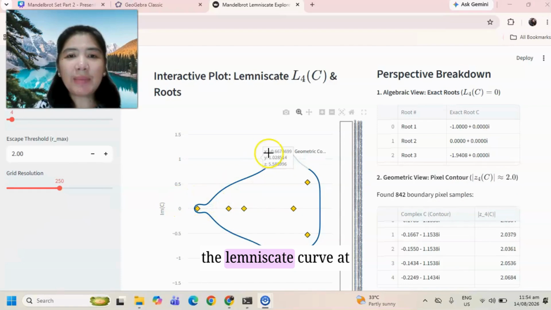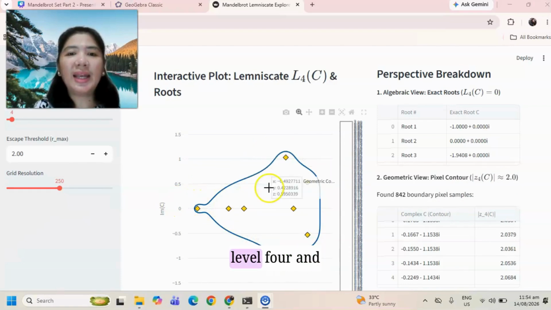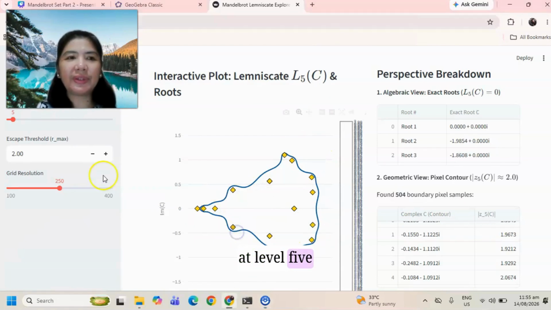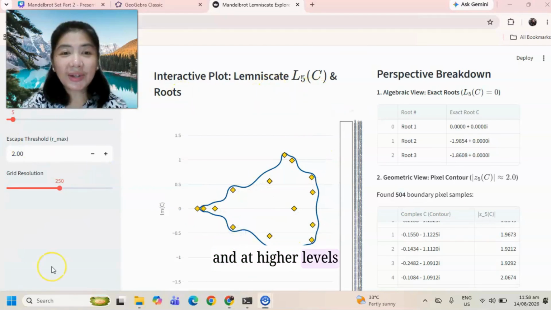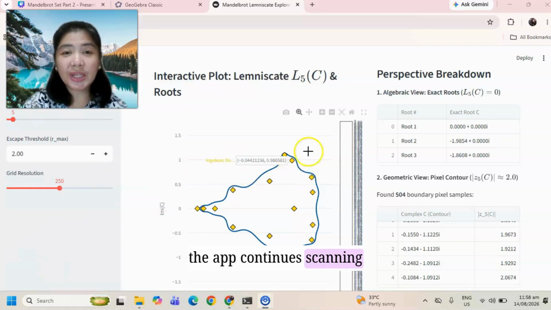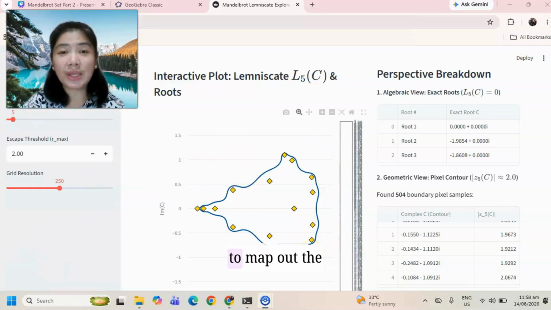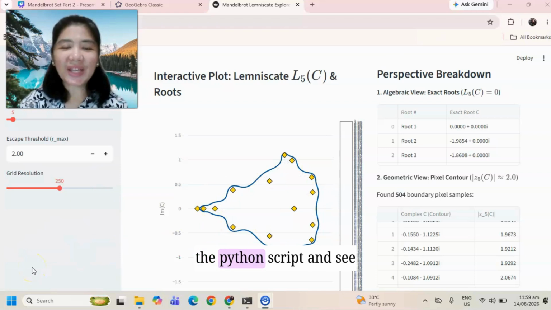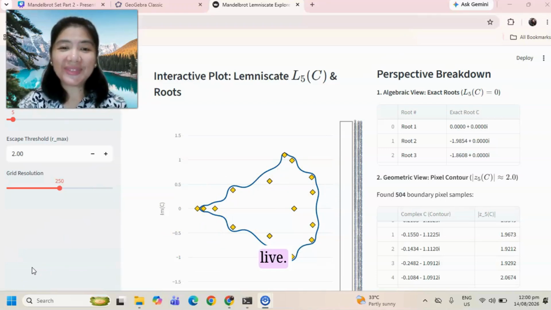And here's the lemniscate curve at level 4. And here's the lemniscate curve at level 5. And at higher levels, the app continues scanning for subsequent iterations to map out the full boundary structure. Go ahead and run the Python script and see the shapes form live.